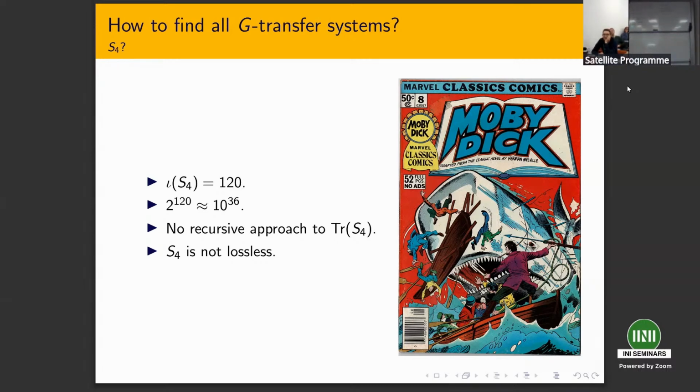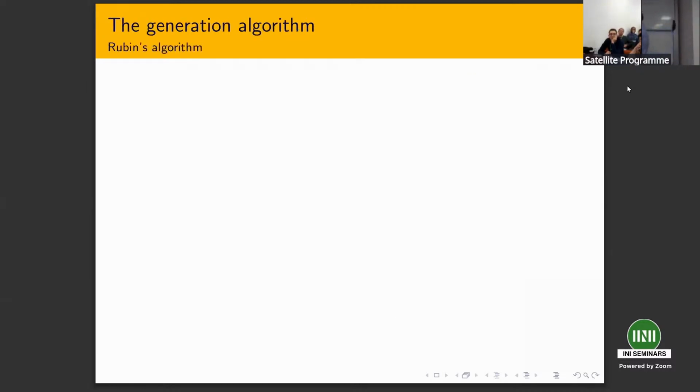S4 is kind of the easiest group we have that's not lossless. This was already observed by Ruben back in the day. I have the 3 Klein 4s, including into these 3 dihedral groups. And I have to actually remember which Klein 4 is in which dihedral group. I can't just smear it up to conjugacy. So it's not lossless, there's no recursive approach, and this annoyed me for a very long time. And I'm going to tell you how you can get over this and actually compute the number of transfer systems for S4, and then this kind of crazy rabbit hole this leads to.